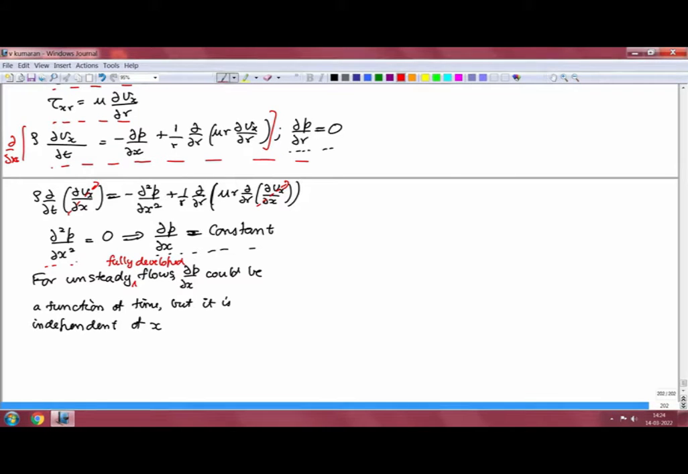So, in the subsequent analysis of a fully developed flow, we will assume that dp by dx is equal to a constant. Partial p by partial x is independent of x, and it is independent of r, because we showed that if you write the momentum balance for the r direction, you get dp dr is equal to 0. So, it is independent of r and dp by dx is independent of x. It could be a function of time for unsteady problems. We will see that when we come to looking at time dependent flows.